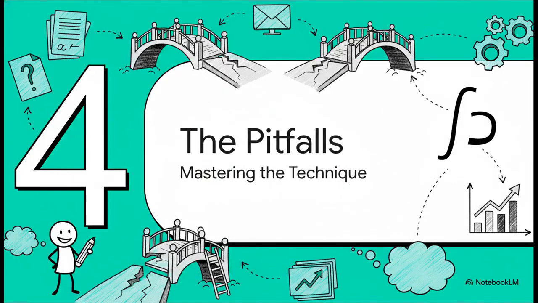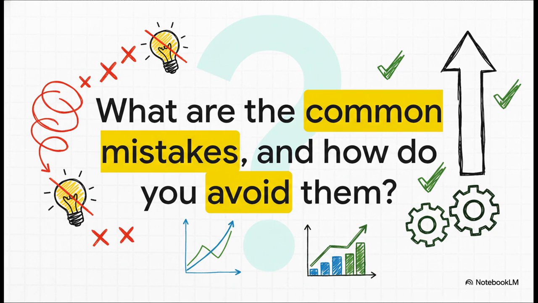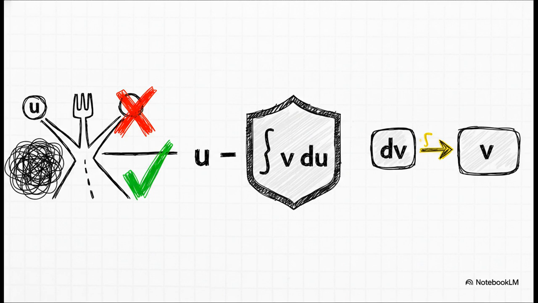Now, as with any powerful tool, there are a few common places where people can get tripped up. So let's address these potential pitfalls right now, head on, because understanding them is how you build confidence and make sure you can apply this technique flawlessly, whether it's on an exam or in your future boardroom. So let's break it down. Where do students typically go wrong when they're first learning this? And more importantly, what are the simple habits you can build right now to make sure you avoid these common errors completely?